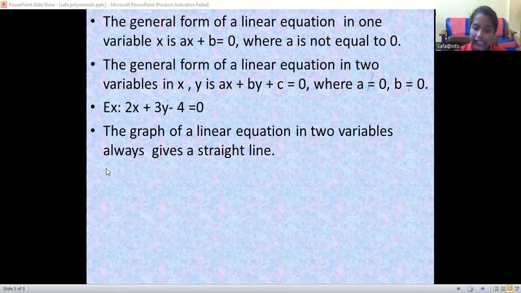The graph of a linear equation in two variables always gives a straight line. So if we take the example 2x plus 3y minus 4, x and y are the two variables, and its graph is drawn as a straight line. So the graph of a linear equation in two variables always gives a straight line.